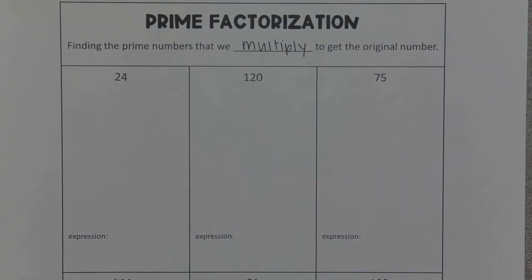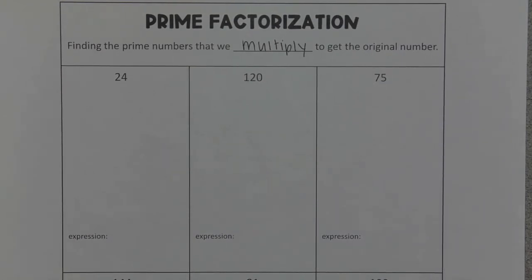Remember, we talked about prime numbers on Friday, and we defined a prime number as a whole number that was greater than 1 that has exactly 2 factors. And those 2 factors were 1 and itself. So for example, some prime numbers are 2, 3, 5, 7, 11, 13, and I could keep going, okay?